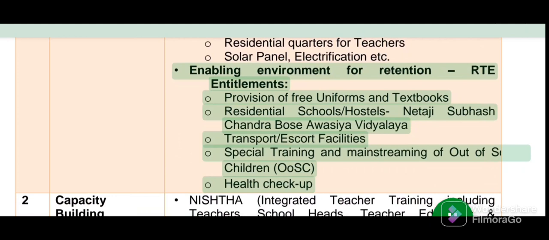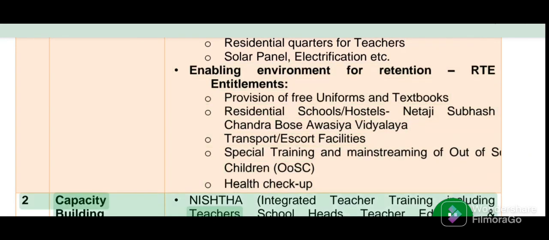Enabling environment for retention, RTE entitlements, or provision of free uniforms and textbooks, or residential schools, hostels, Netaji Subhash Chandra Bose Avasiya Vidyalaya, or transport, escort facilities, or special training and mainstreaming of out-of-school children, OOSC, or health checkup.